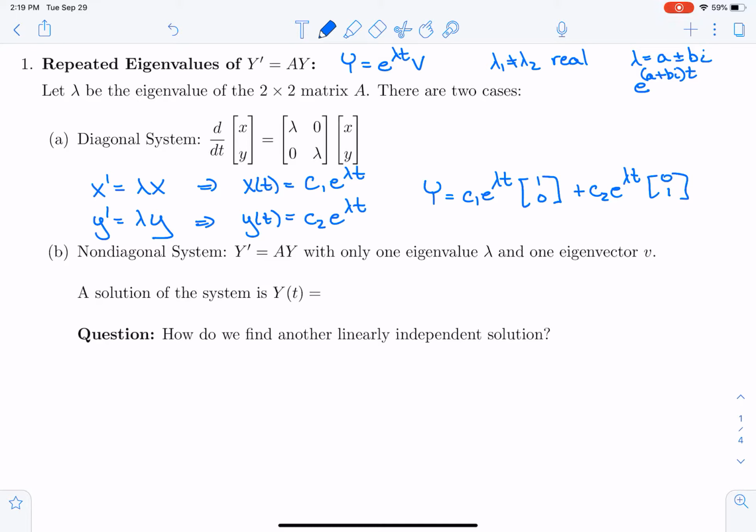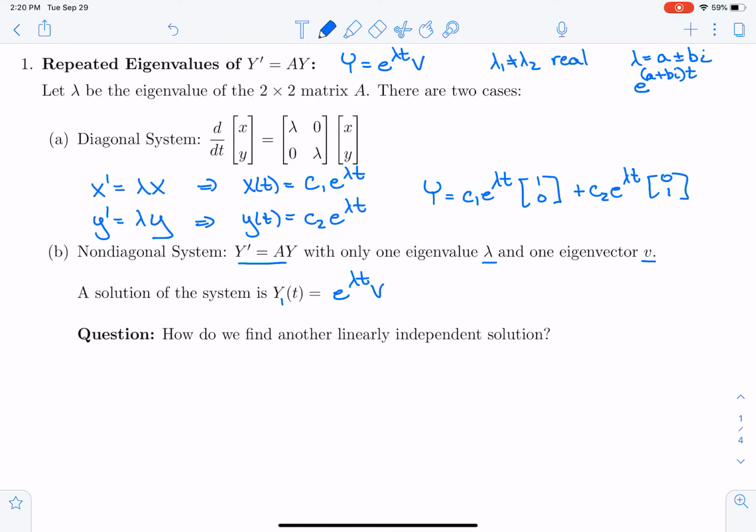We instead should look at a non-diagonal system where y prime equals A times y, but it only has one eigenvalue lambda and one eigenvector v. In that case, we can write down one solution. It looks like e to the lambda t times v, as we stated before. We'll call that solution y1. But we know we need to have a second solution that's linearly independent. And the question is, how do we find another linearly independent solution?